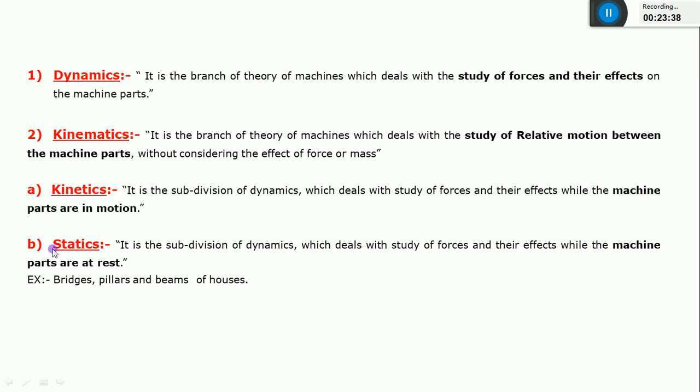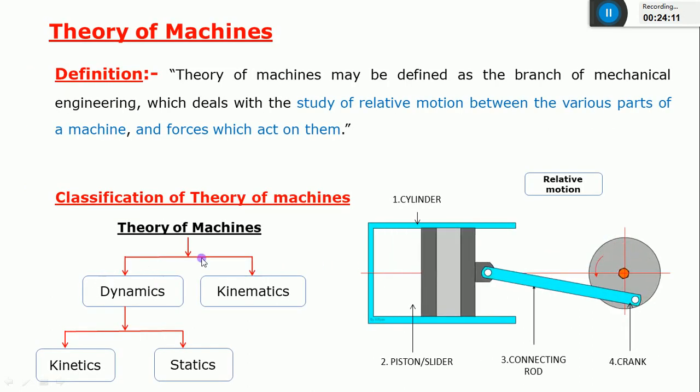And one more branch of dynamics is statics. It is a subdivision of dynamics in which we have to study the forces on the machine parts under rest. When you consider bridges, pillars, beams of houses, and the lathe bed of a lathe machine, the lathe bed is stationary. It is carrying the loads of different parts, and there is no motion. All the parts of the lathe bed are under rest. So finally, this is about the classification of theory of machines.